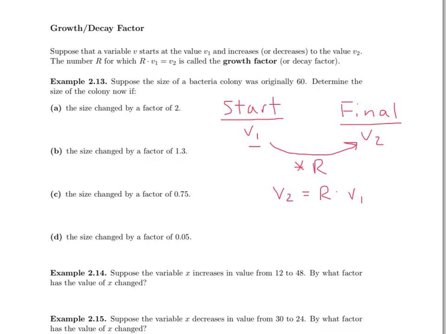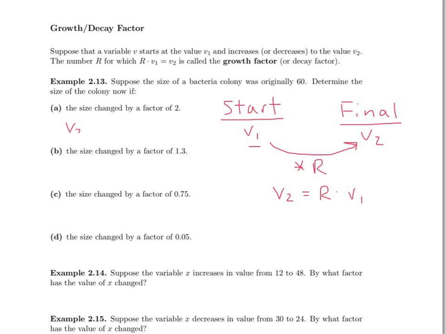Suppose the size of a bacteria colony was originally 60. So 60 is our starting value, that's v1. Determine the size of the colony now. So in other words, we're trying to find the final value of the variable. In part A, we're told that the size of the colony changed by a factor of 2. In other words, r is 2.